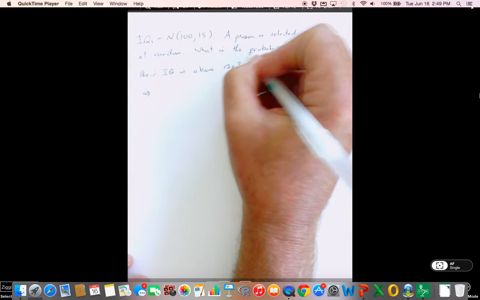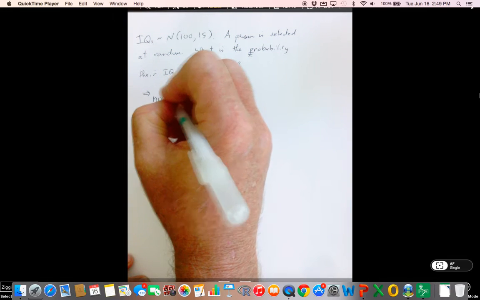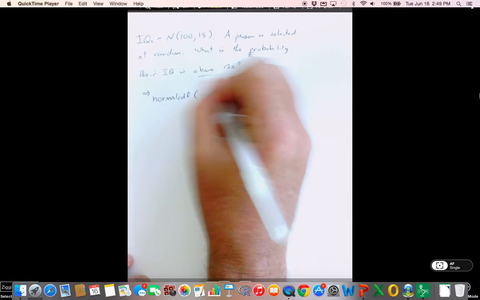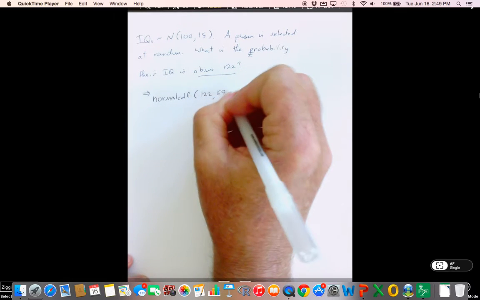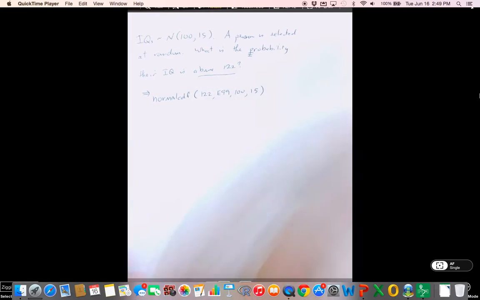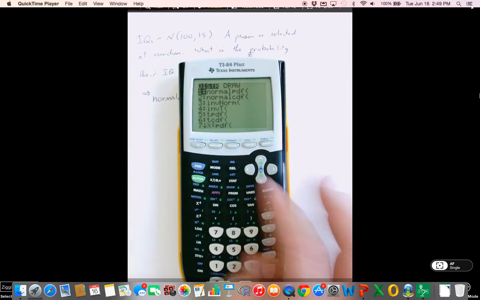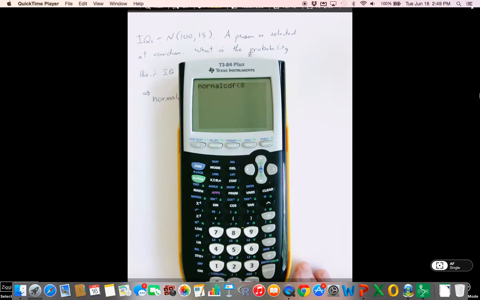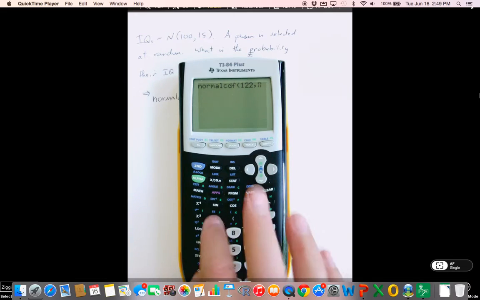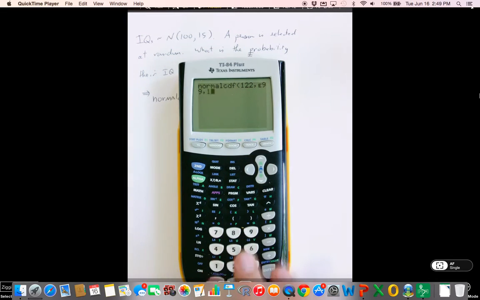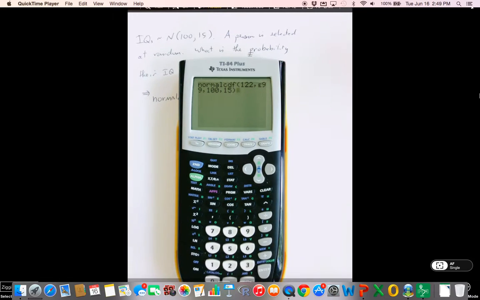Since we're asked to find something that starts with a P, we're going to use normal CDF. We went above 122. Mean of 100, standard deviation 15. So in our calculator, that's the way we would work that problem. Let's just go ahead and work that, just so everybody's cool with this stuff. So distribution, normal CDF. So we got 122, comma, E99, comma 100. And really the main reason I'm doing this is for those of you that have the old operating system on your calculators, which is fine. It just, the keystrokes enter just a little differently.